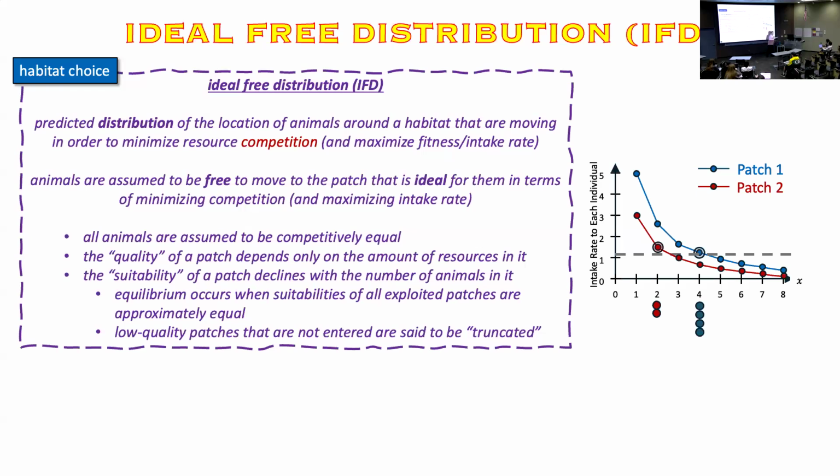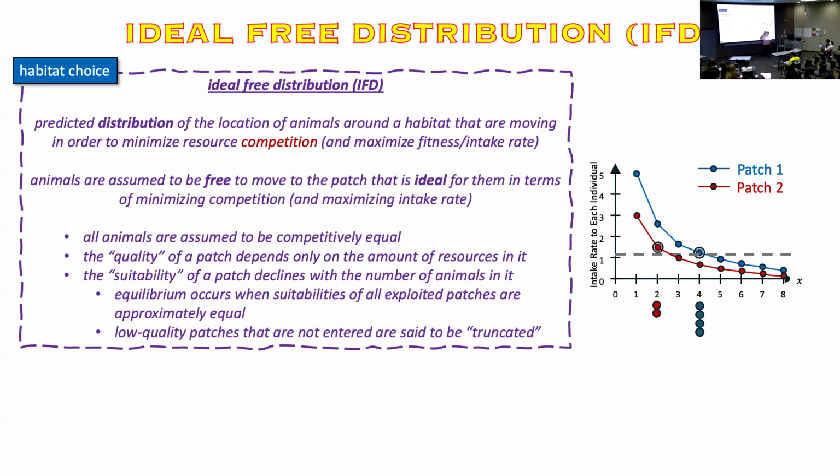So across every patch that's exploited, the intake rate will be the same. But really crappy patches that can't reach that intake rate that's the same for everybody else don't have any animals. So I have to be clear that the intake rate is only equivalent across patches that have individuals in them. Patches that are too crappy to have any individuals at that population size, of course, can't reach that intake rate. So like if we only had one animal, then patch 1 would be exploited, but patch 2 would be truncated. Okay. Questions about that, the IFD?